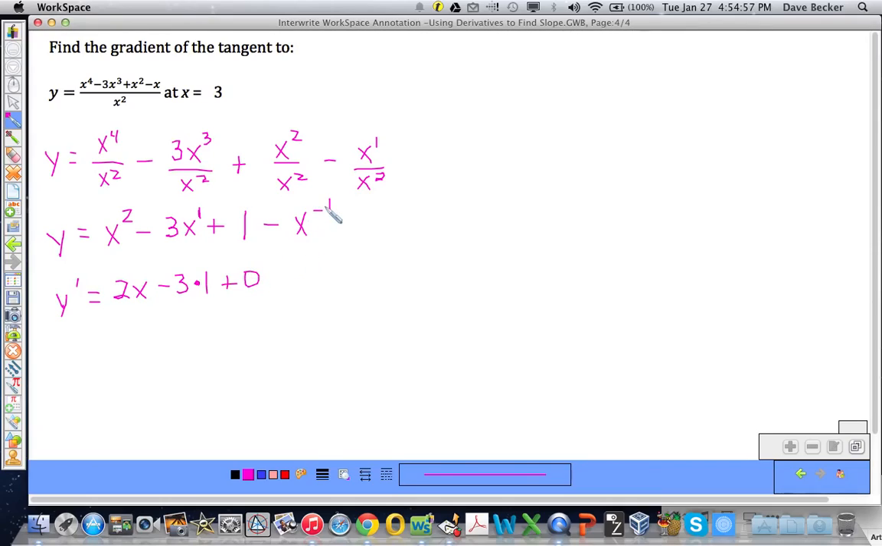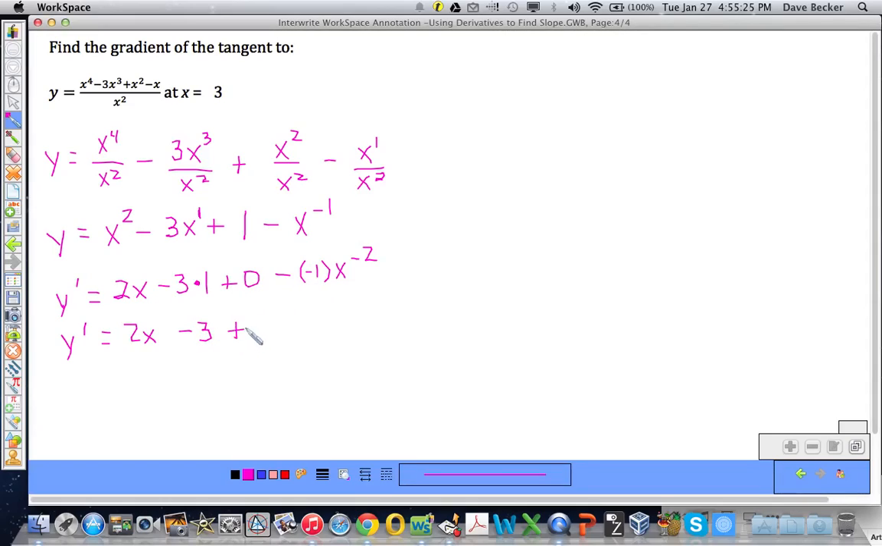Okay, we got to be careful here. So we have this minus here. Now I have a negative 1 that I have to bring out in front, right? You take the exponent and put it in front, times x, and to the negative 1 minus 1 is negative 2. So let's clean this up. Y prime equals 2x minus 3 plus 0 is still minus 3.